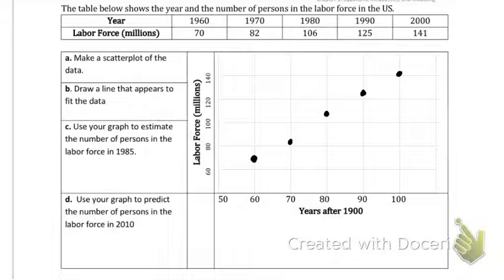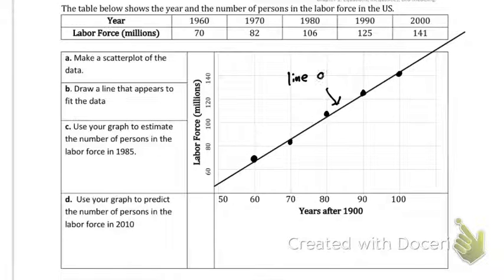Then it says draw a line that appears to fit the data. So we're just going to draw a line through all of those points. I'm not looking for the perfect line. I'm just looking for one that generally looks like it's going through all of those points. Kind of like that. In stats, that is called the line of best fit. So we can go ahead and label that as the line of best fit. That is our line of best fit.